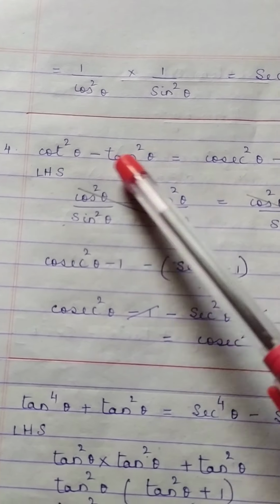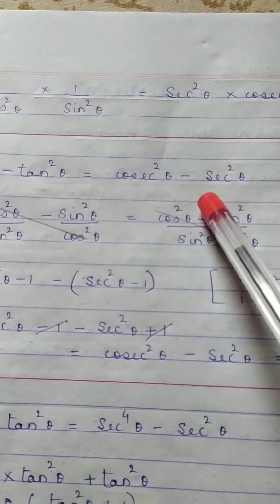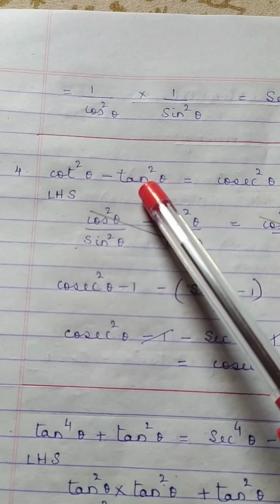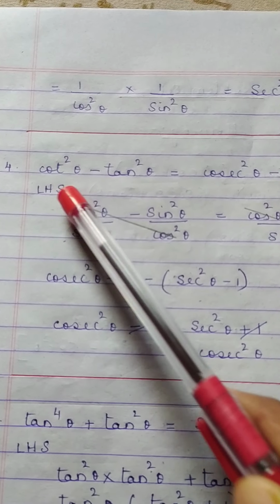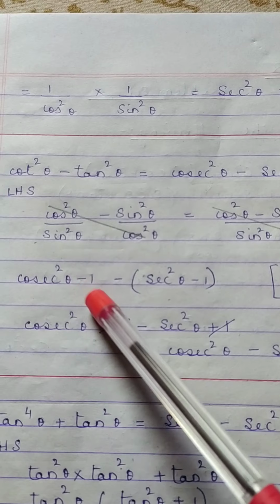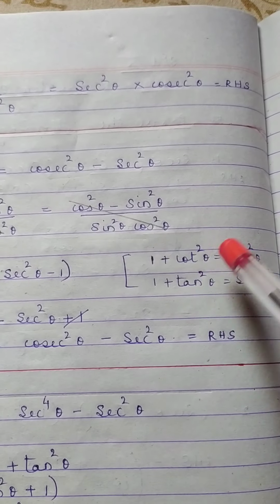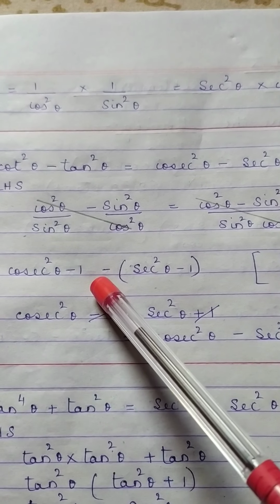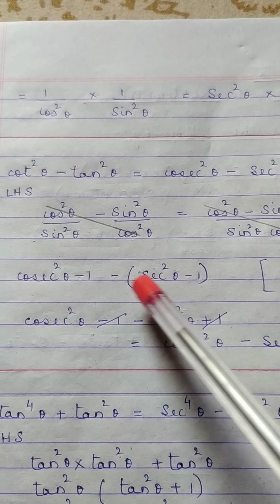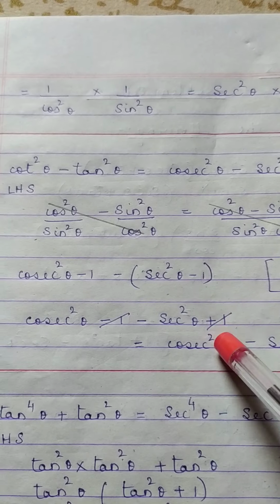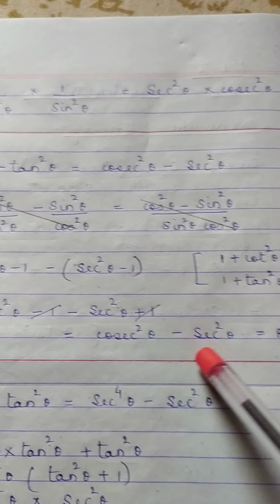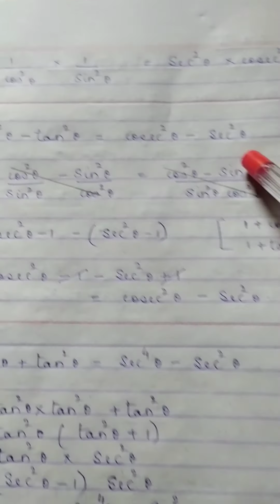Question number 4: cot square theta minus tan square theta. This is the RHS. So first, starting with LHS, cot square theta, write it as cosec square theta minus 1. Tan square theta, write it as secant square theta minus 1 from the identities. When I remove the brackets, minus into this is minus, minus into minus 1 is plus 1. These both get cancelled. I get my answer, which is the RHS.